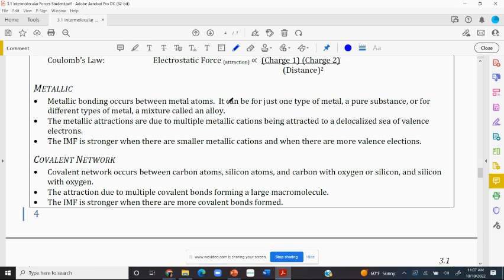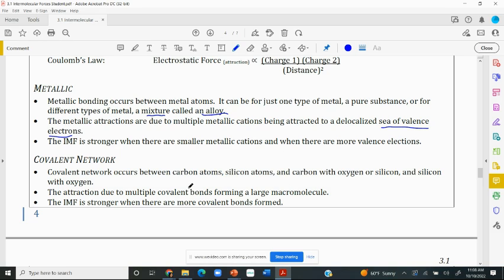Okay. Metallic bonding, we briefly touched on that this year. Metallic bonding occurs between metal atoms. It can be just for one type of metal or a pure substance, or different types of metals in an alloy, which is actually a mixture. Alloys, remember, are mixtures. Metallic attraction then is due to those metallic cations being attracted to delocalized electrons. The IMF then is stronger when there are smaller metallic cations. Why would that be? Coulomb's law.